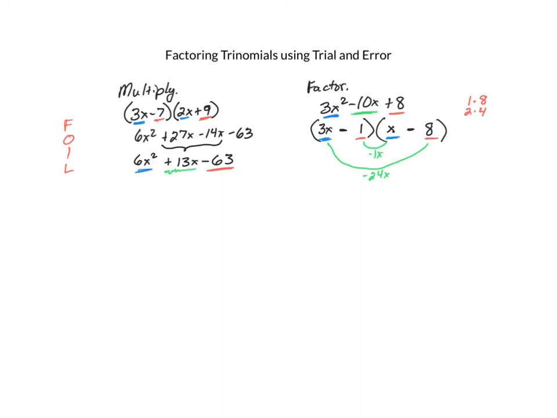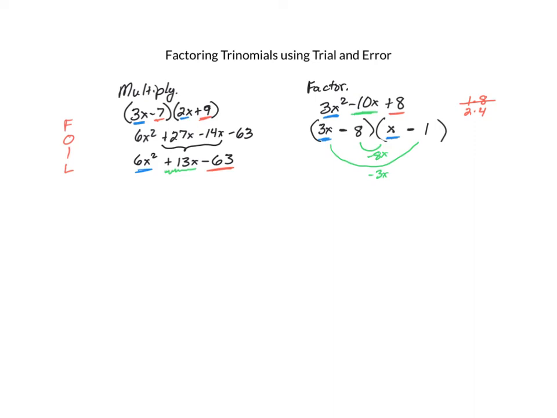So let's switch the 1 and the 8 and make it an 8 and a 1. So let me erase. And now we're going to try 8 and 1. 8 here, 1 here. I didn't erase this part. Whoops. Okay, now let's try. On the outside, we get a negative 3x now, and on the inside, we get negative 8x. That's negative 11x. So close, but it is not negative 10x. So I see that 1 and 8 does not work.